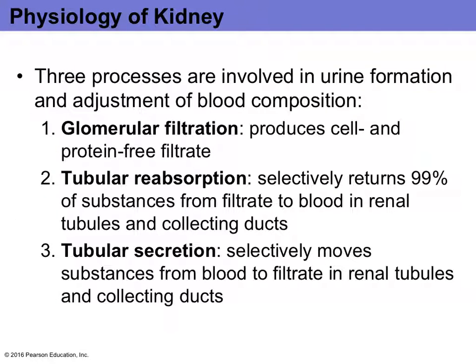There are 3 processes that occur to form urine. It all begins in the renal corpuscle with filtration. The other 2 processes, reabsorption and secretion, occur only in the tubules. So the whole thing begins with filtration in the glomerulus, where we get rid of the cells and the proteins and we form the filtrate.